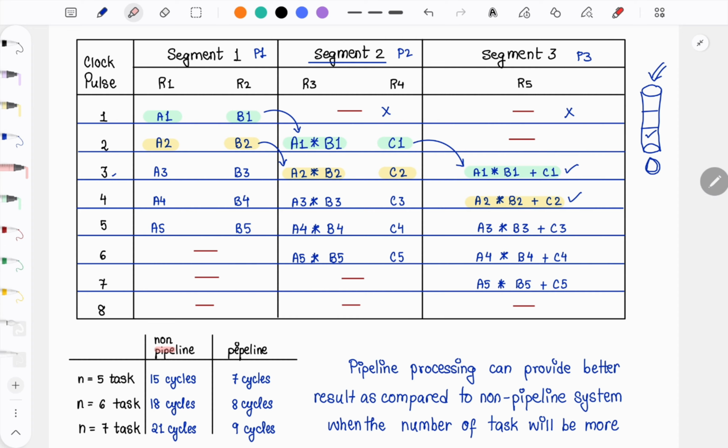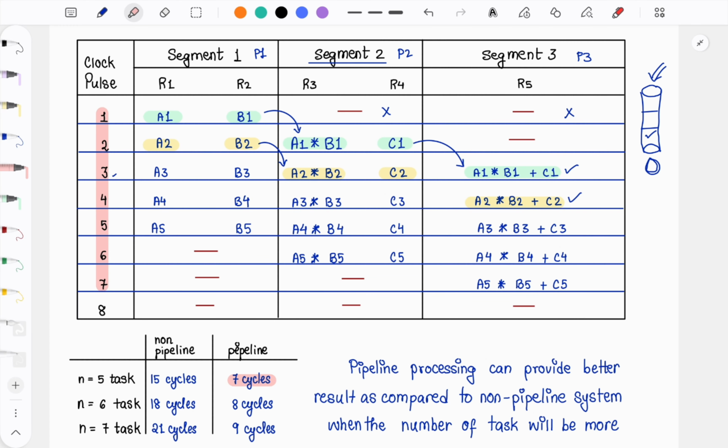Now from this chart we will get to know how efficient this pipeline is. So here we have taken 5 iterations, or 5 tasks being assigned. Now for these 5 tasks to be performed, we have taken 1 to 7 cycles. Total 7 cycles are being taken.